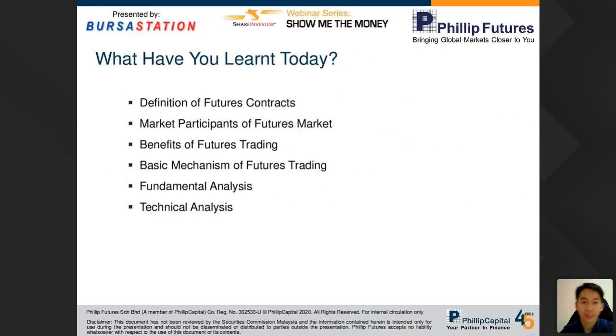Okay, so that sums up my sharing for futures trading today. Just a summary of what you have learned today. You have learned the definition of a futures contract, what a futures contract is, and who the market participants of futures contracts are. Then you learned why you should trade futures, some of the basic mechanisms of futures trading, and a bit of fundamental analysis and technical analysis.